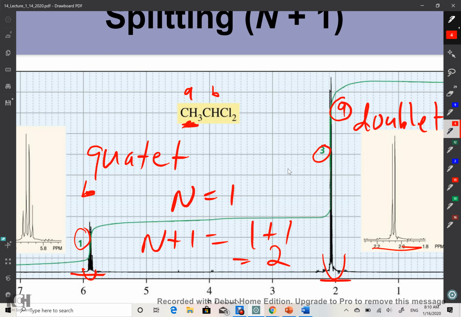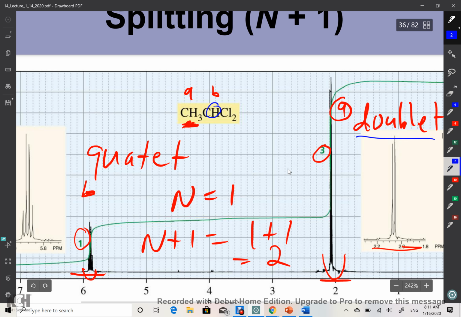1. Right? That is the only adjacent proton. We only have 1 adjacent proton, so the value of N is 1. So when you do 1 plus 1, you have 2. That's how come you have a doublet. Does that make sense? So let's look at signal B.